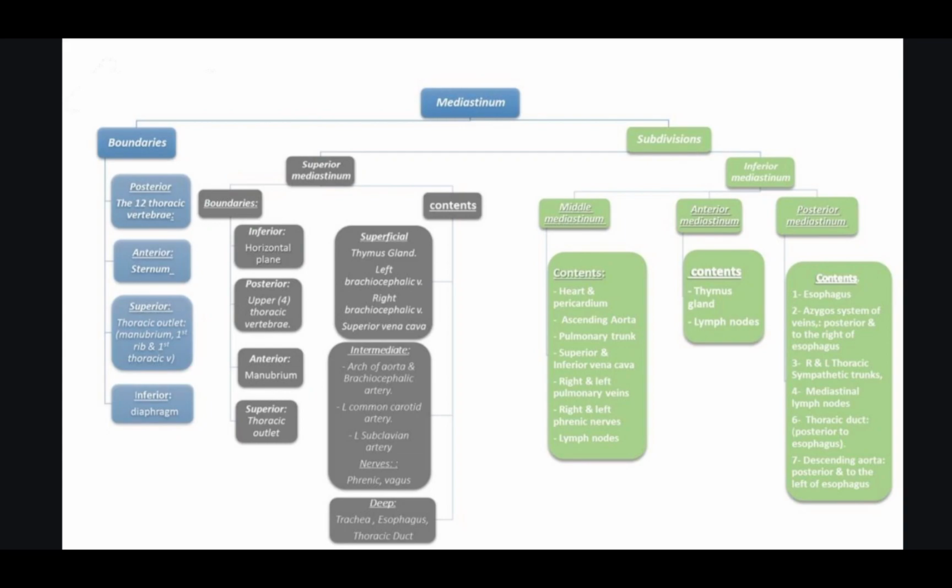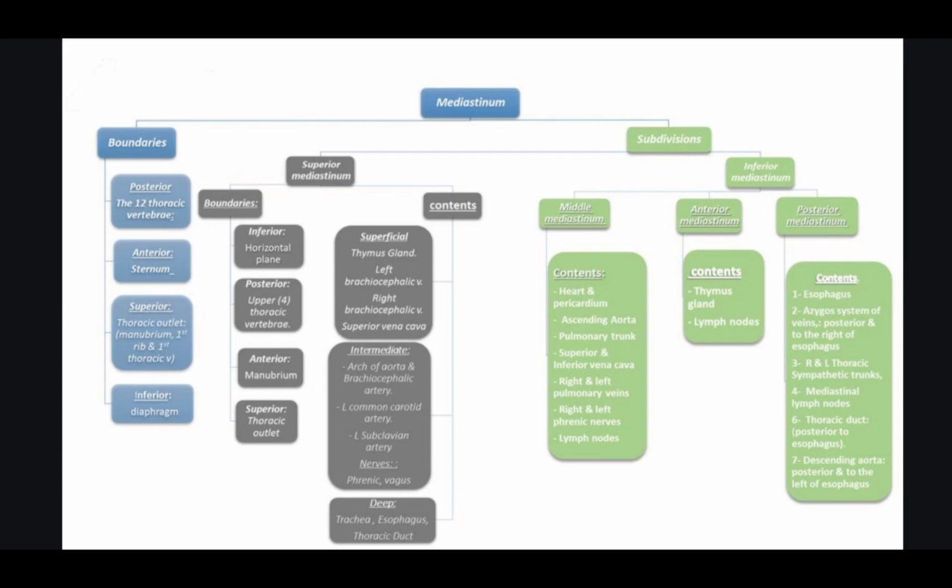Anterior mediastinum's boundary is T1 to T12 posteriorly. Anteriorly it's also the sternum, but not full, after the manubrium, the anterior part of the sternum. And superiorly it has an imaginary border like a horizontal plane, and inferiorly diaphragm. So now we go to the content. It's not too much to remember here, only two things: thymus gland and lymph nodes.